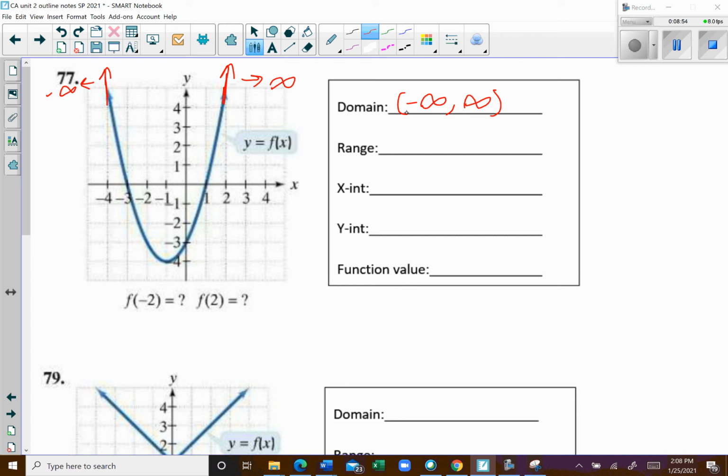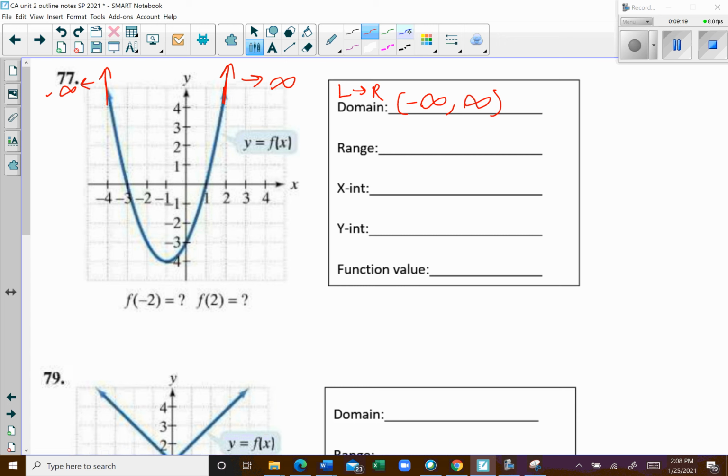So whenever we're talking about domain, you're just focused on from left to right, okay? I know it's going up or whatever, but don't worry about that. You're just focused on, okay, as I follow my graph from left to right, it would go left forever and it will go right forever. So there's no values that are not included.